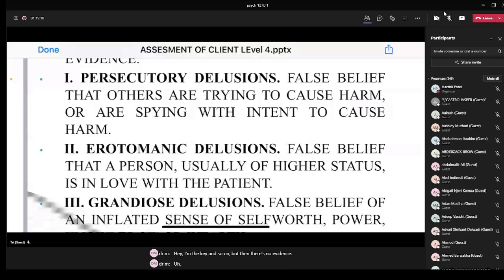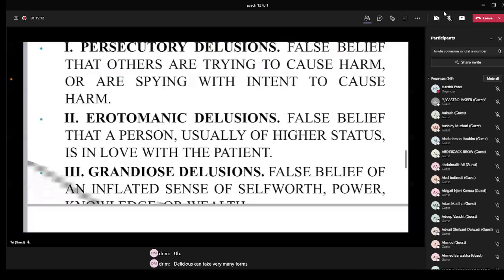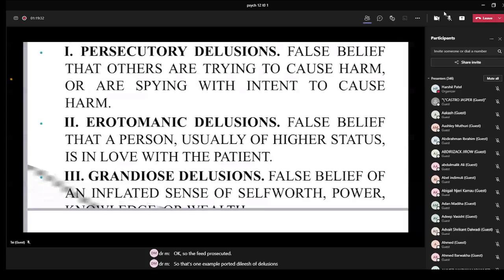Delusions can take very many forms. Persecuted delusions, for instance. This is a belief where the patient believes that they are being spied on and they will probably be harmed. So they feel persecuted. So that's one example of delusions, persecuted delusions.